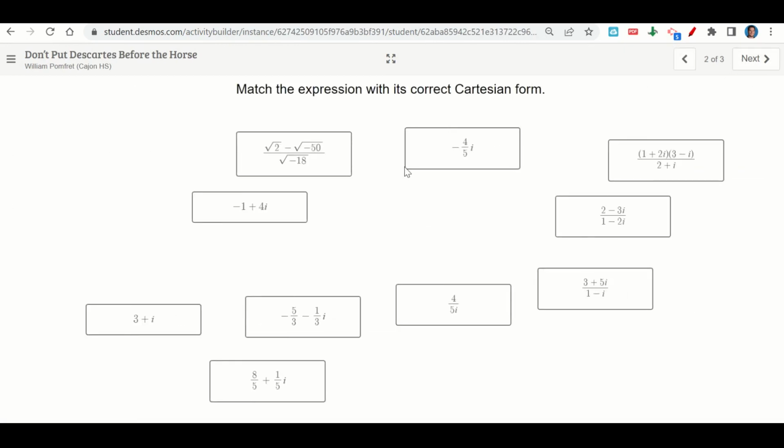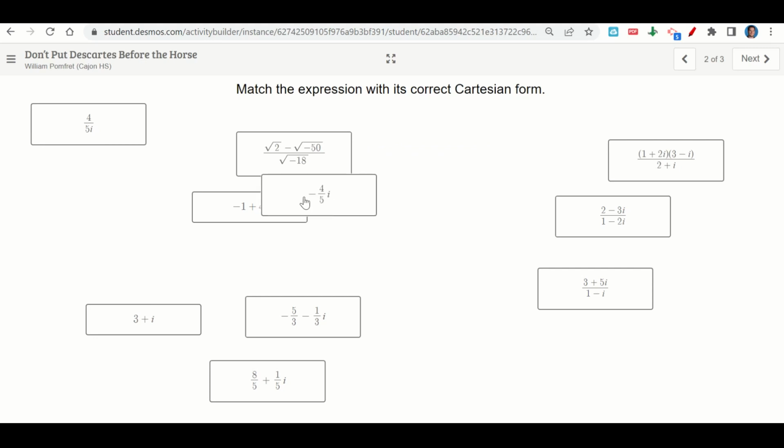For this one, we're going to match each expression with its correct Cartesian form. So, for instance, we have this one here. It says 4 over 5i. If we multiply both top and bottom by i, it should give us what we need. When we do that, we get 4 times i is 4i, and 5 times i squared, which is negative 1 times 5, so that's negative 5. So we get 4 over 5i, which is this one here.